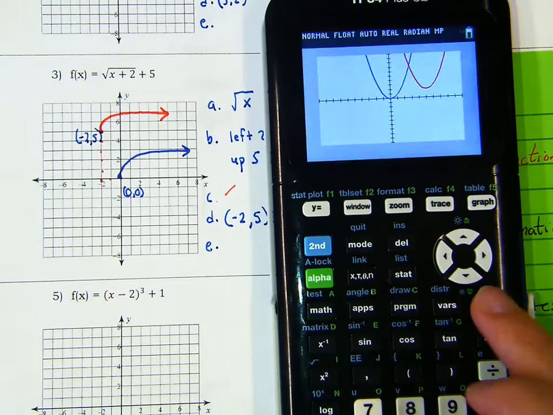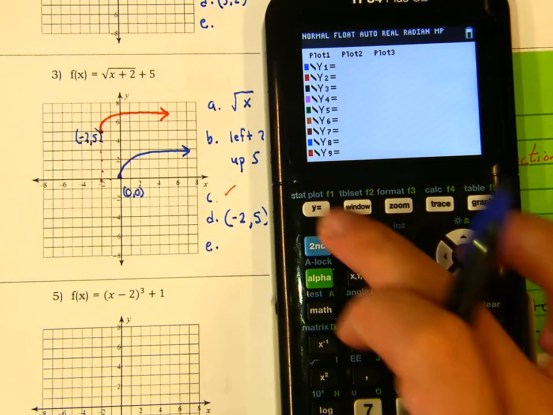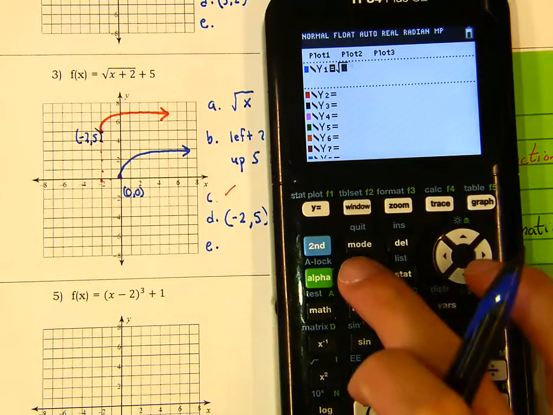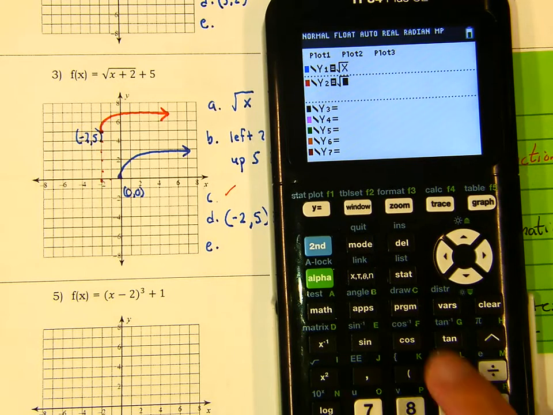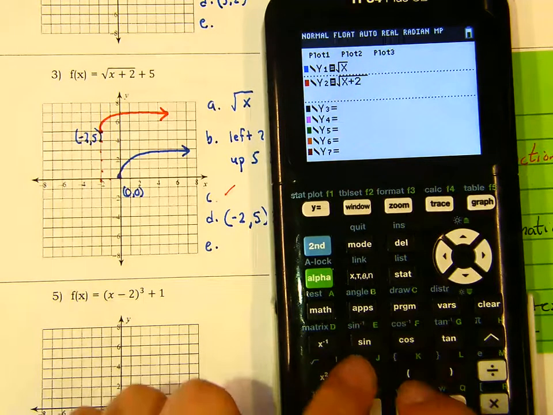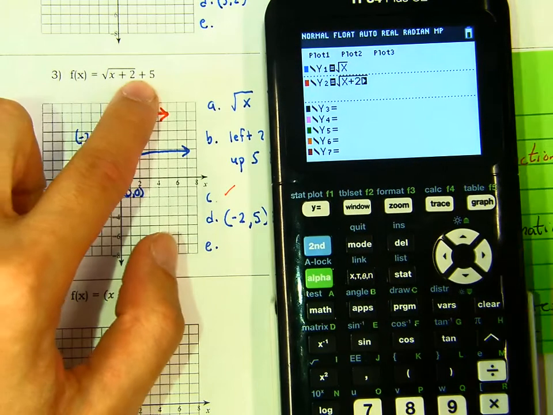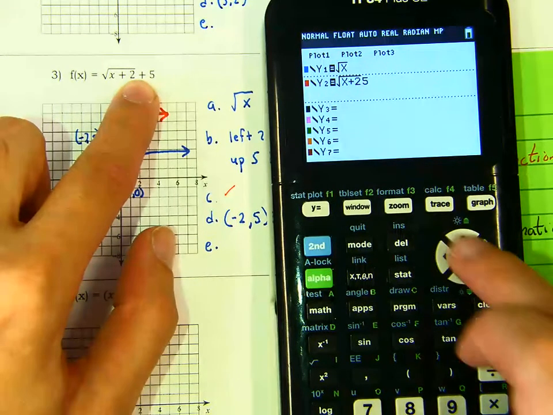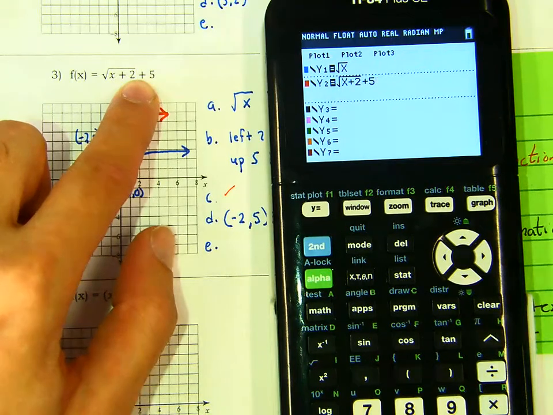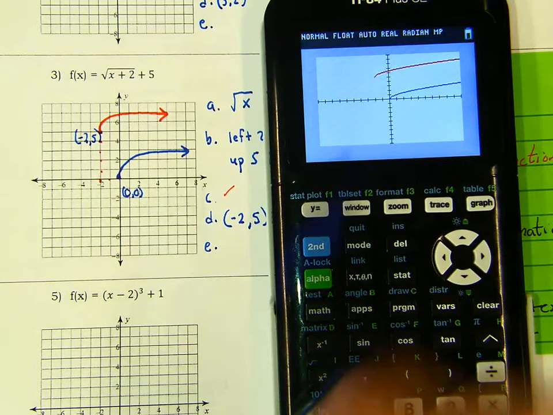Okay. Y equals, let's clear this one. How do I put in square root x? Second square root. Put the x over here inside. Now let's try this one. Second square root x plus 2. And notice that if I keep typing, you're inside the radical. If I want to go outside the radical to put in a positive 5, I just go right on the calculator and hit plus 5. And then if I hit graph, let's see what happens. This is the original in blue, and that's our transformation.